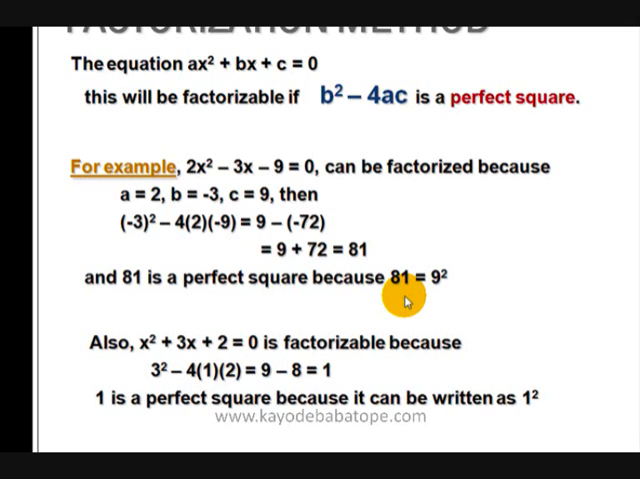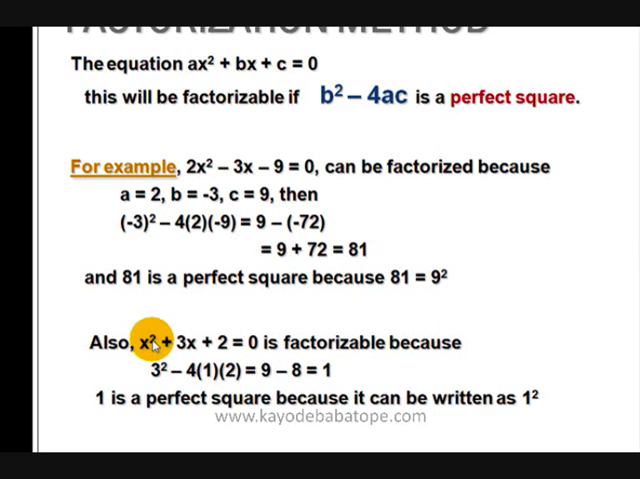Take note, not all quadratic expressions are factorizable, but you can determine whether a quadratic equation is factorizable by calculating the value of b squared minus 4ac, where b is the coefficient of the middle term of the quadratic equation, a is the coefficient of the squared term of the quadratic equation, and c is the constant term of the quadratic equation.